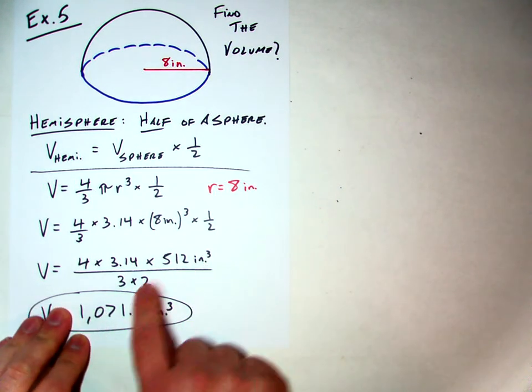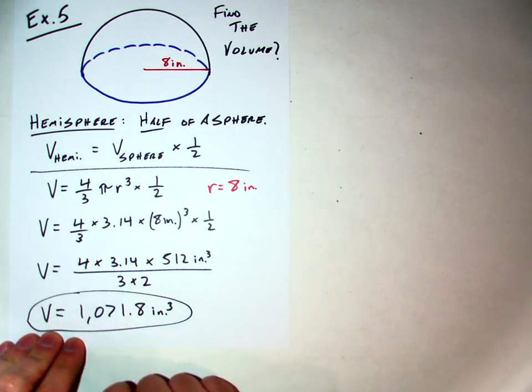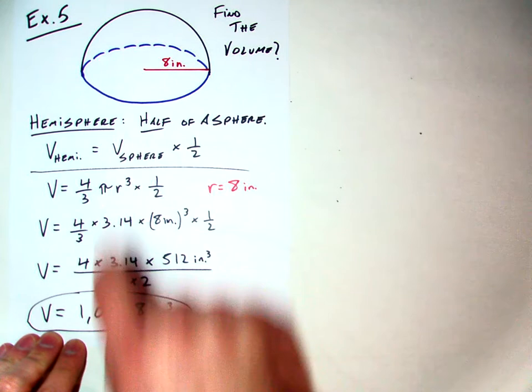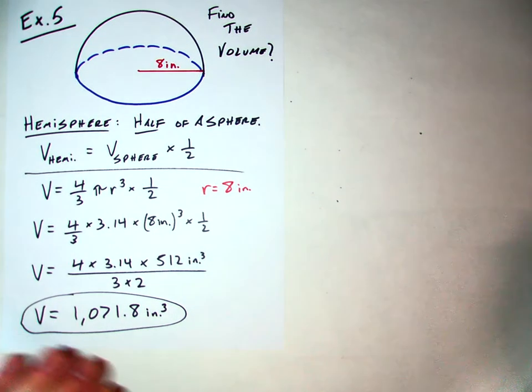I multiply that all out. I divide by 3 and divide by 2, or I could just divide by 6 in one shot. And I get the volume of this hemisphere, half of a sphere, is 1,071.8 inches cubed. Okay, so that's the volume of a hemisphere.